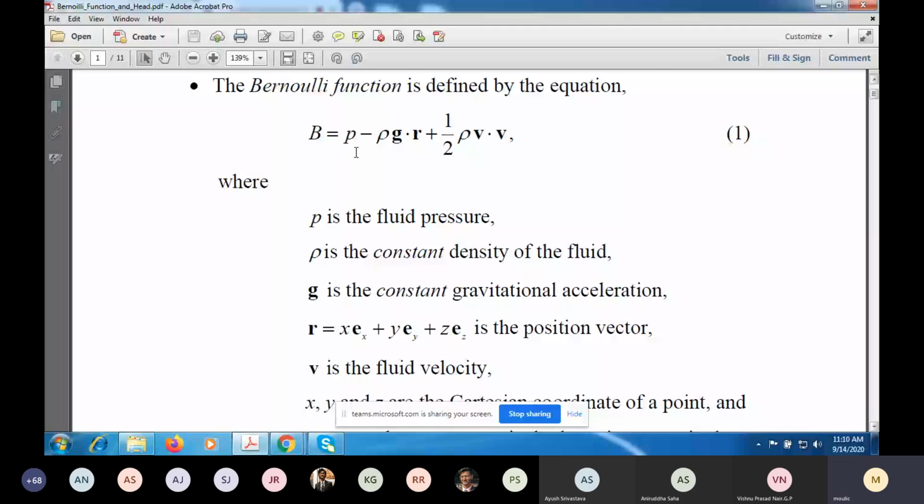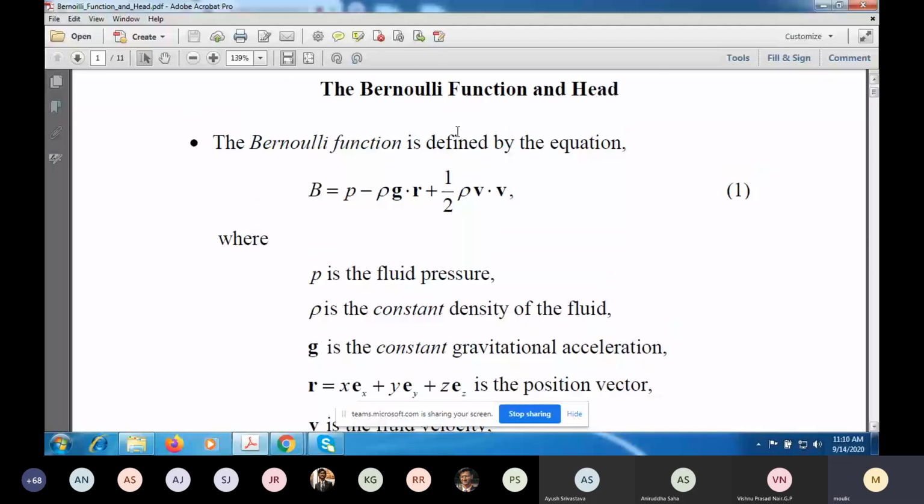So I've introduced my notation. I'm going to use capital B for the Bernoulli function. Now you will note that this middle term actually is a group of three terms. g dot r will be g_x x plus g_y y plus g_z z in general for an arbitrary coordinate system. And similarly, V dot V will be a sum of three terms, that is square of the x velocity plus square of the y velocity plus square of the z velocity.